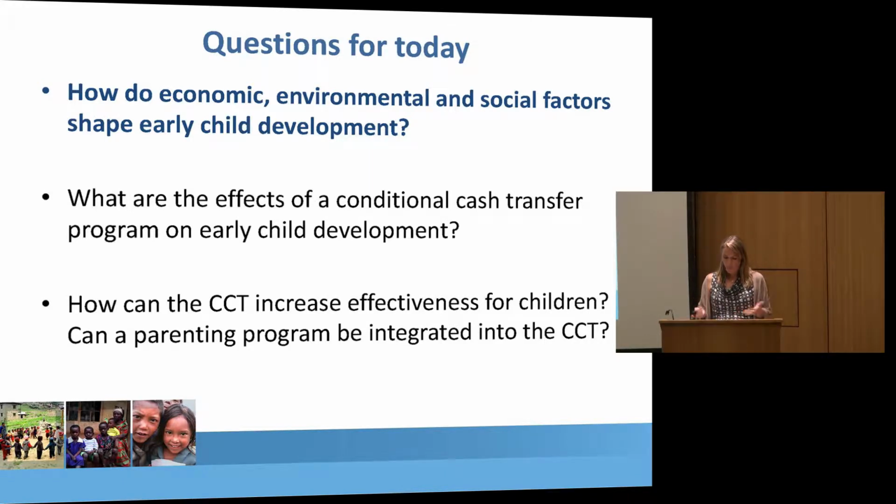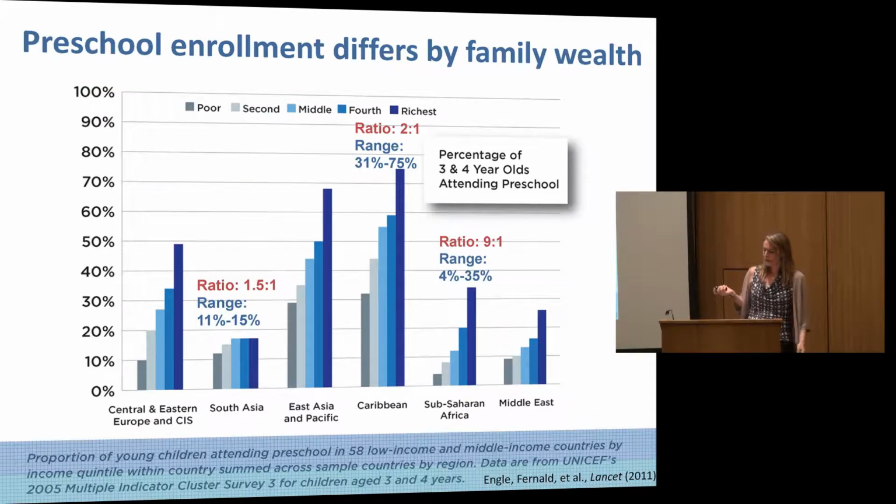What do we know about preschool enrollment, for example, and how it differs by family wealth. So here we see data from 58 low and middle income countries. We aggregated this data as part of a recent Lancet review from several regions around the world, and this is showing the percentage of 3 and 4-year-olds who are enrolled and attending preschool, and it's split by quintile of income. So you see the percentage who are enrolled on the y-axis, the region along the x-axis, and then poor, second, middle, fourth, richest, etc., in terms of family wealth.